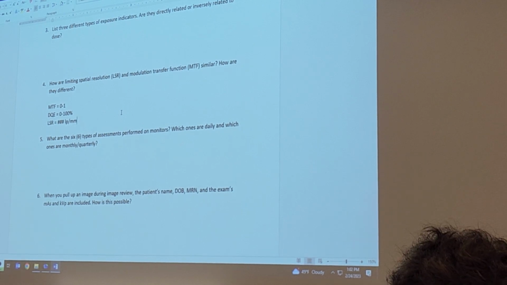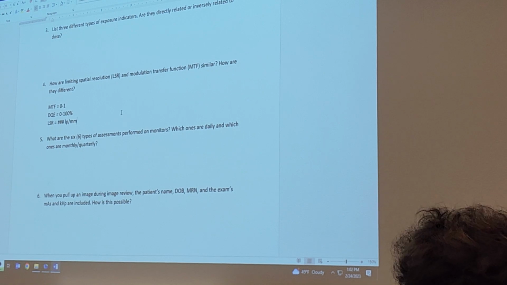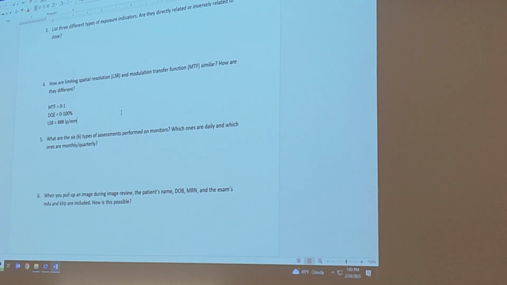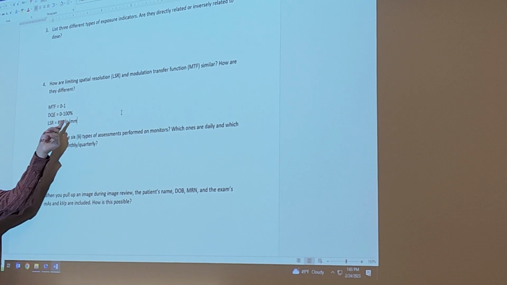If you were human, you would want us to believe that you were human, so you would have made those mistakes on purpose. I know. Still not human. In one chart it goes from 0 to 1, and in the other chart it goes from 0 to 100%. Correct. So MTF is measured as 0 to 1, DQE is measured as 0% to 100%.